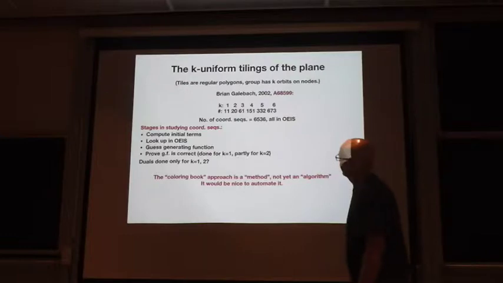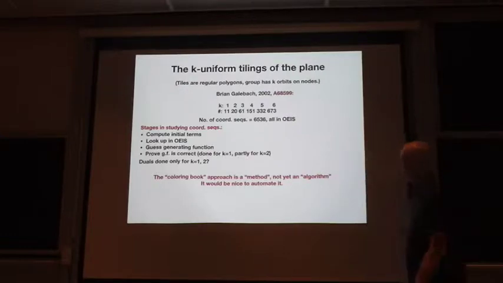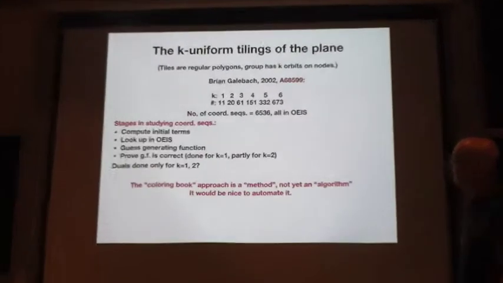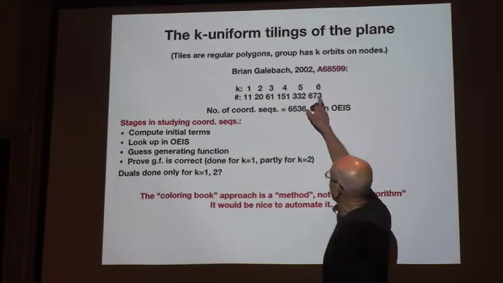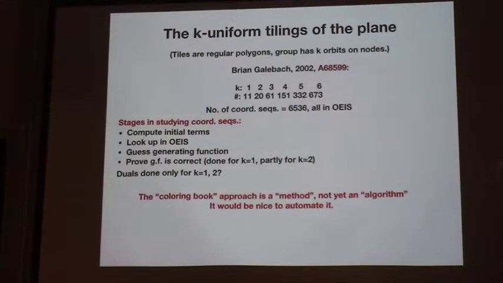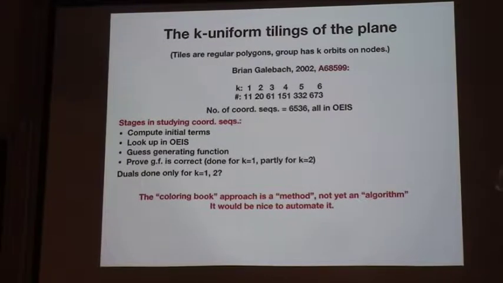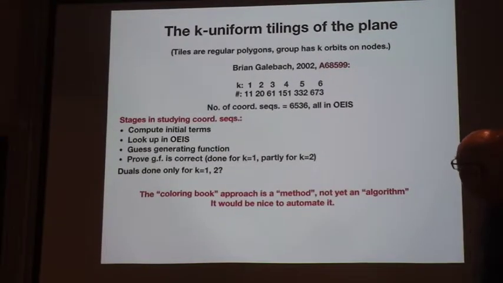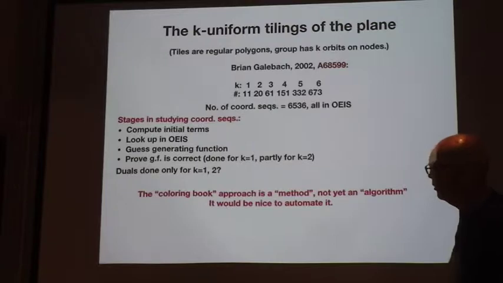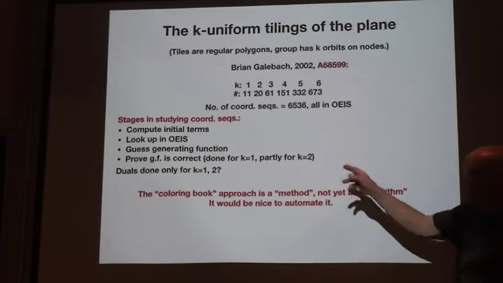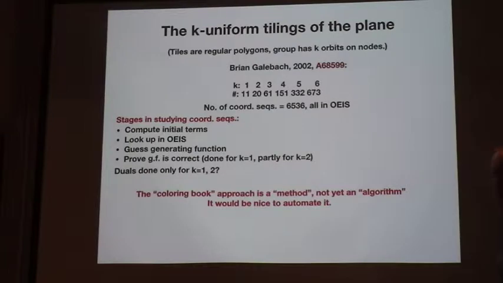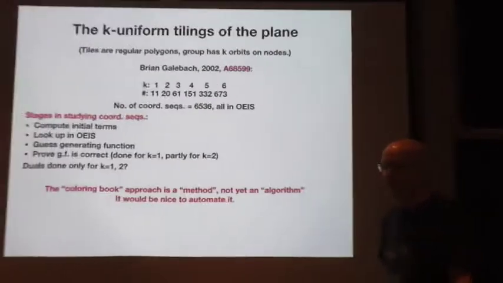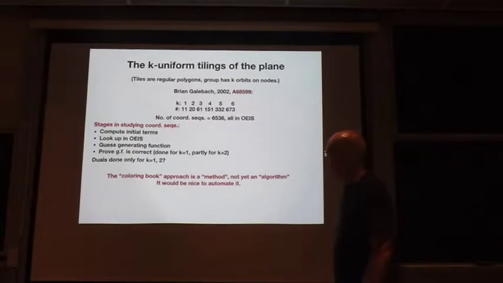So that's a sequence that Brian Gullebach has computed: the number of k-uniform tilings for k up to 6. And with some help, I worked out the coordination sequences for all of these. There are a total of 6,500 coordination sequences, empirically, just getting the first 100 terms or so.